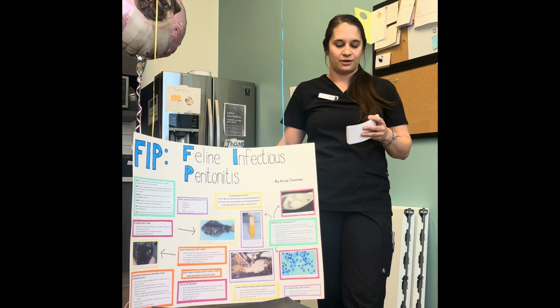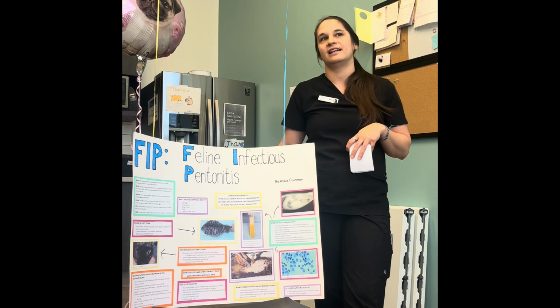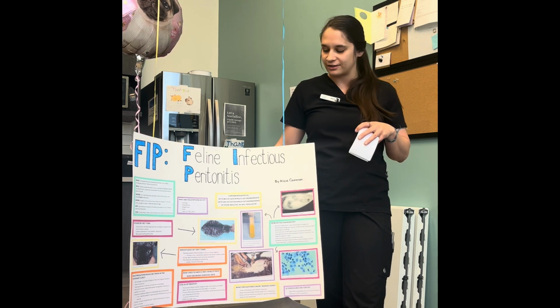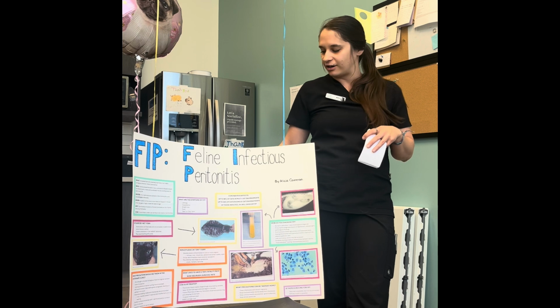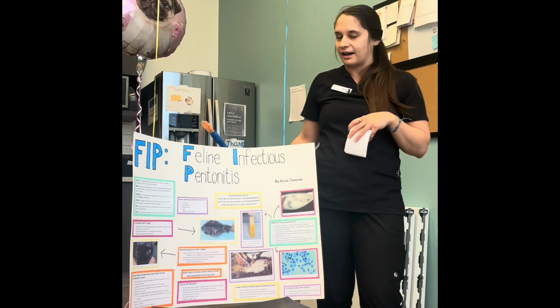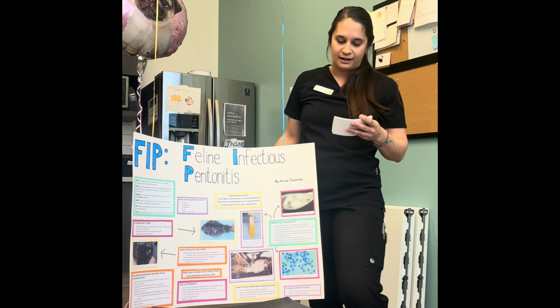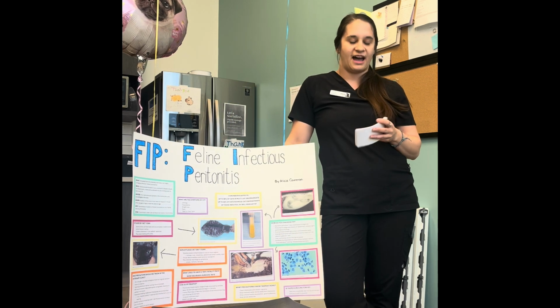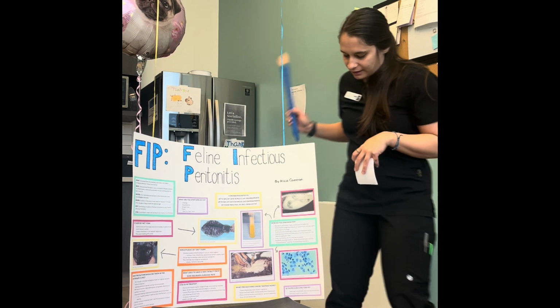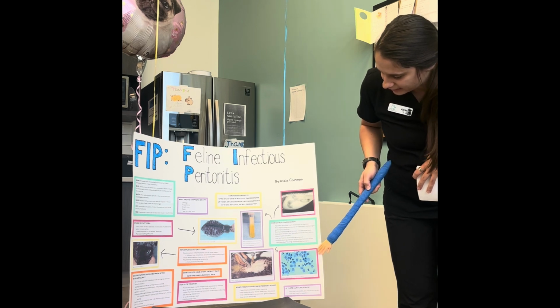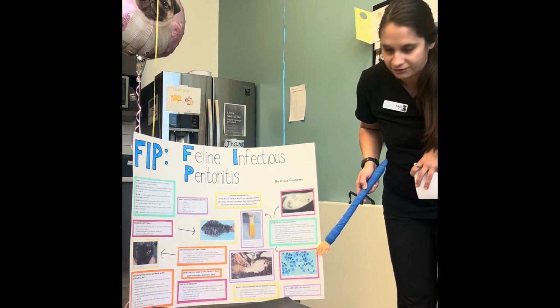In the case of those with the wet form, fluid samples can be obtained by abdominocentesis or thoracocentesis and then sent off for analysis. The fluid, typical of FIP, is straw, kind of yellow colored right here. And then upon analysis, we'll have high protein and leukocyte levels. Just down here is what a cytology will look like, so it's full of white blood cells.